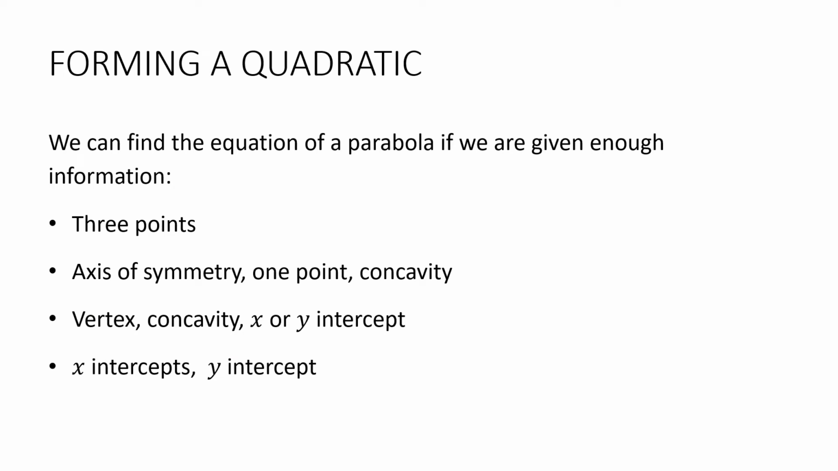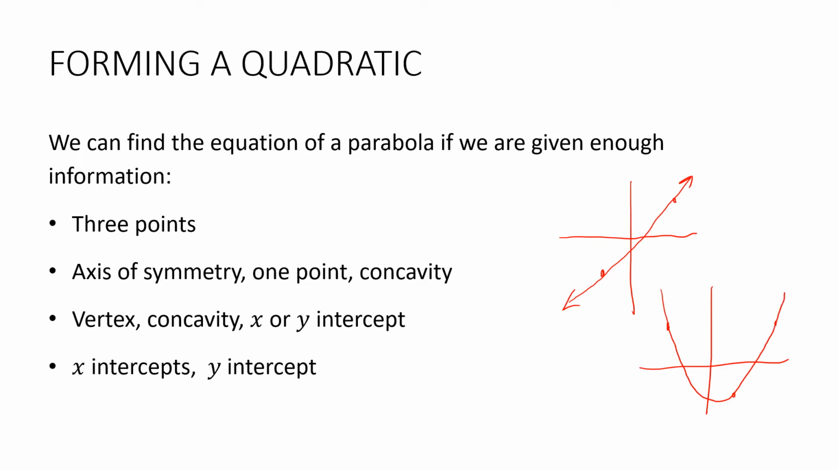Now we can find the equation of a parabola if we're given enough information. And recall, with a straight line, all we need is 2 points to fix a line. There is a unique line that goes through 2 given points. With a parabola, all we need is 3 points. There will be a unique parabola that goes through these 3 points.